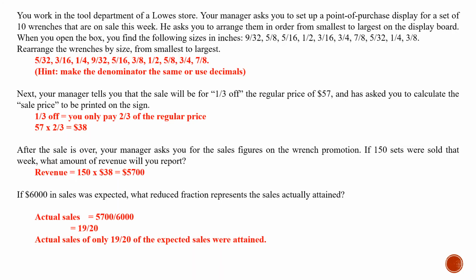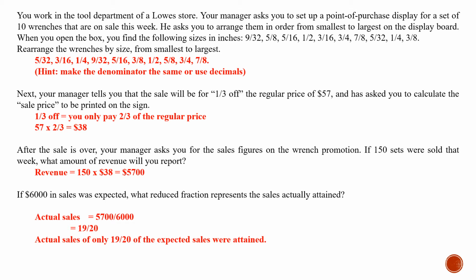Alright, so now let's look at quiz 2, chapter 1 and 2. You work in the tool department of Lowe's store. Your manager asks you to set up a point of purchase display for a set of 10 wrenches that are on sale this week. He asks you to arrange them in order from the smallest to the largest. So this, many of you got it right except for some.